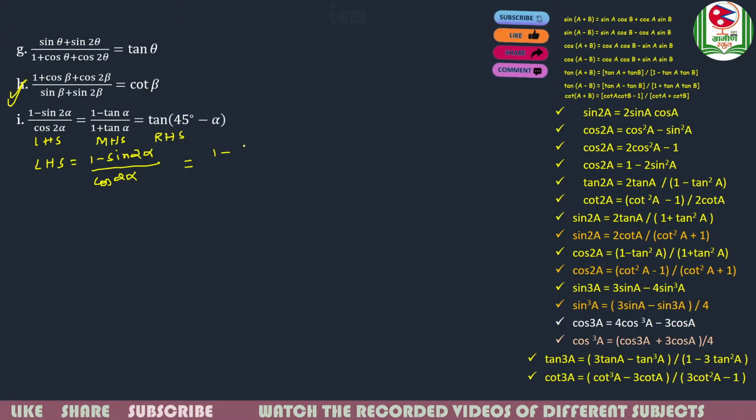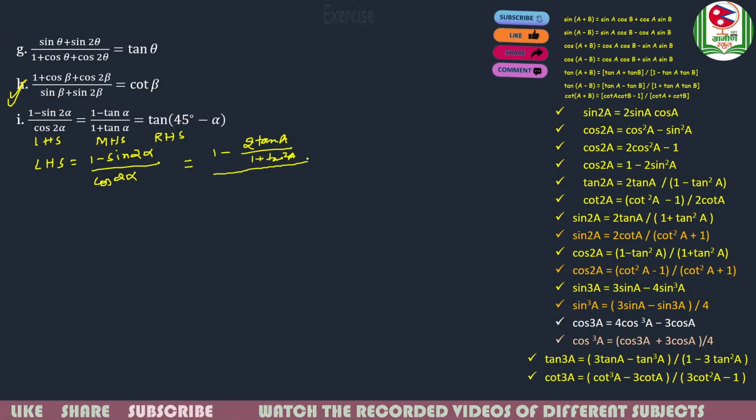So here, 1 minus sin 2 alpha. We can write sin 2A in terms of tan A: sin 2A equals 2 tan A upon 1 plus tan squared A. You can easily use this relation. And cos 2A in terms of tan A is cos 2A equals (1 minus tan squared A) upon (1 plus tan squared A). So using this relation, sin 2 alpha equals 2 tan A upon 1 plus tan squared A.